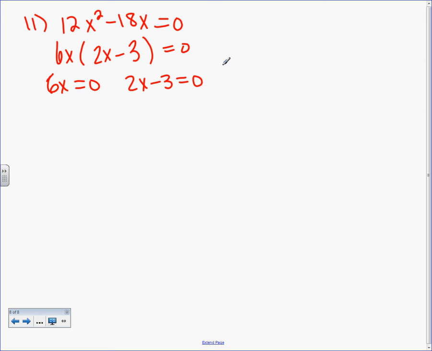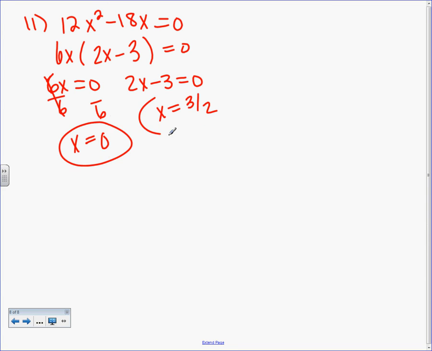This is totally Algebra 1 now, right? How do I get x alone here? Divide by 6, so x is 0. Don't be afraid of 0, it's fine. How do I get x alone here? Add 3, divide by 2, so 3 over 2. Did I solve? I solved it, right? X is something. It's 0 and it's 3 over 2.